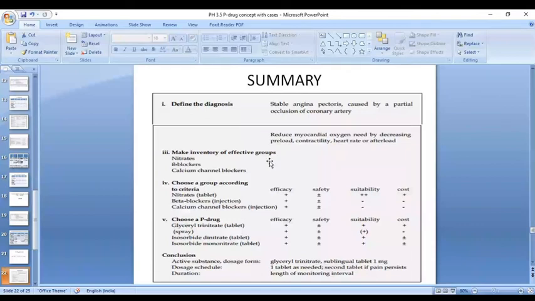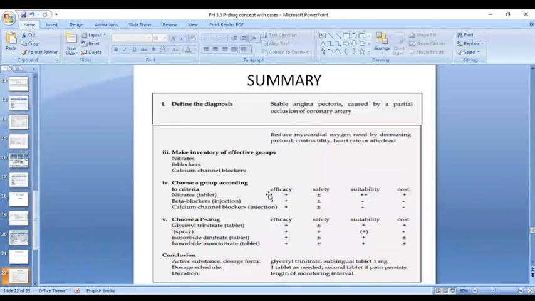We make an inventory of the P group from which we feel would be useful for the treatment. So we arrived at nitrate, beta blocker, and calcium channel blocker. These are the most efficacious groups, right? And we feel that their safety is almost equal, but the suitability of nitrate appears to be much more than the beta blocker and calcium channel blocker, because those can be given only by injection for fast action, but for nitrate, we have sublingual tablets and sprays also available, right? So nitrate becomes the most suitable and equally efficacious. So our P group would be the nitrates.